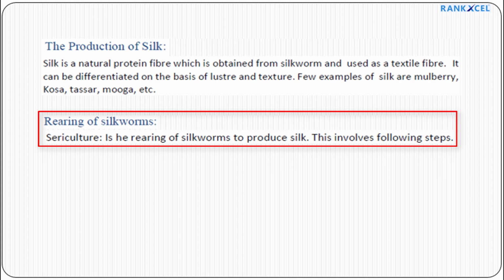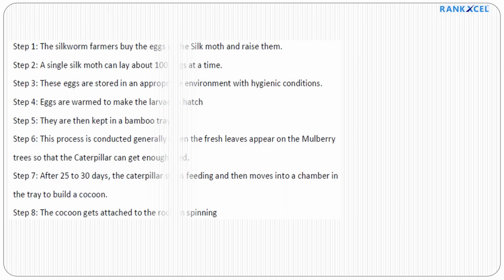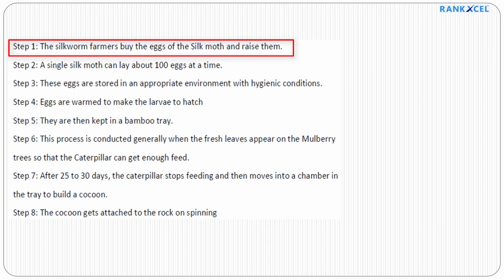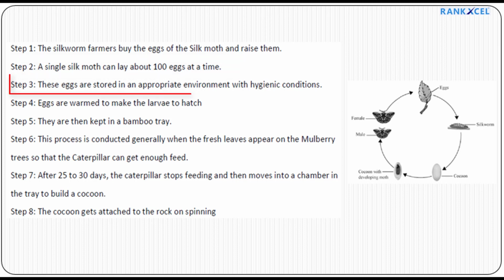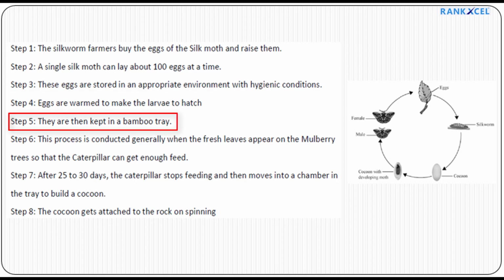This involves the following steps. Step 1. The silkworm farmers buy the eggs of the silk moth and raise them. Step 2. A single silk moth can lay about 100 eggs at a time. Step 3. These eggs are stored in an appropriate environment with hygienic conditions. Step 4. Eggs are warmed to make the larvae hatch. Step 5. They are then kept in a bamboo tray.